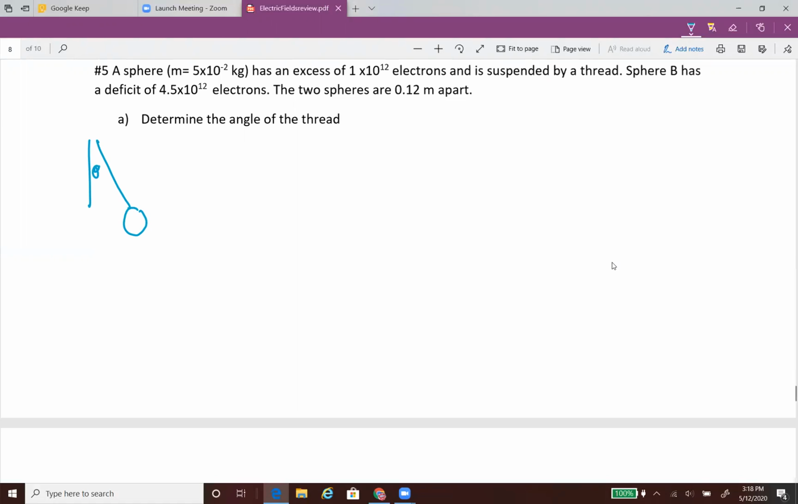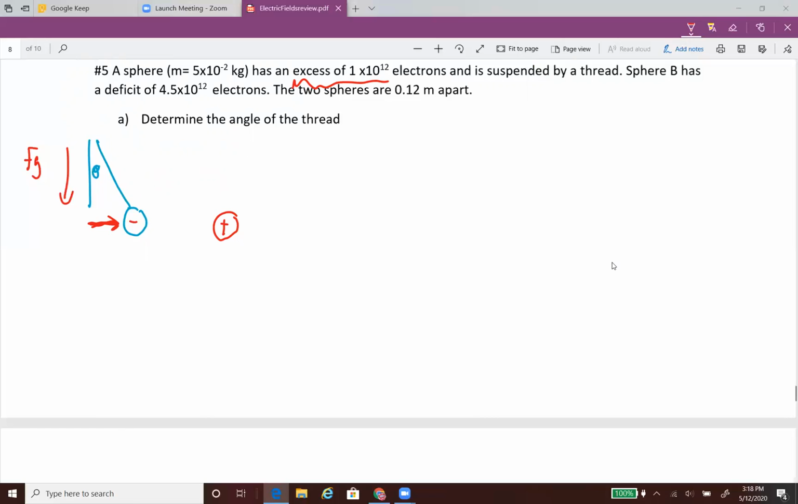Now, here's what we know. Obviously, we have the weight. And this force will be due to the electric force, because it says that we have a sphere that has an excess of electrons right here, which means it's negatively charged. And there's another sphere that has a deficit of electrons, so it's positively charged. So there's a force of attraction between these two spheres, which is what's going to create that angle.